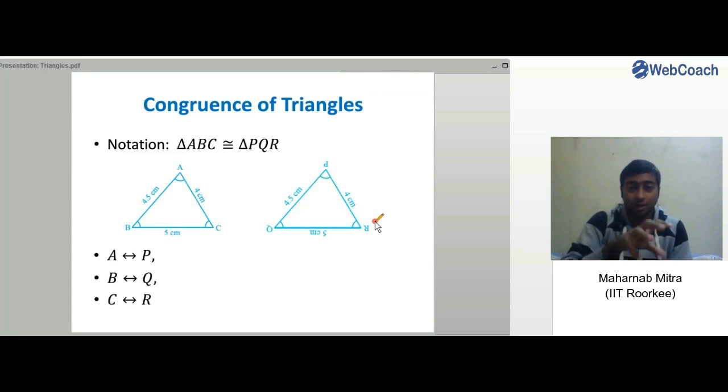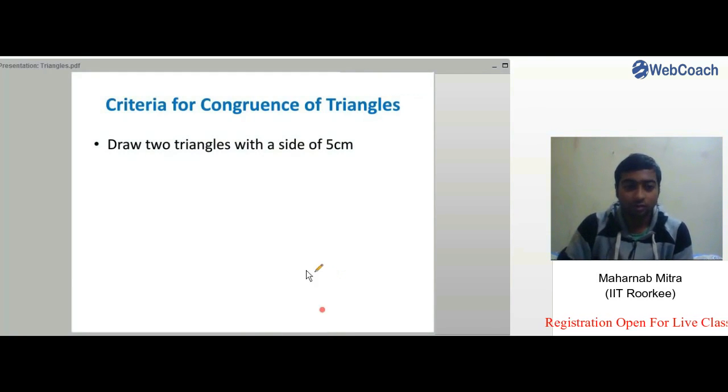So we always write the names of the triangles in this particular order. Whatever order we follow for one triangle, we have to follow the same order for the next triangle. ABC congruent to PQR tells us that A can be overlapped on P, B can be overlapped on Q, C can be overlapped on R, right?